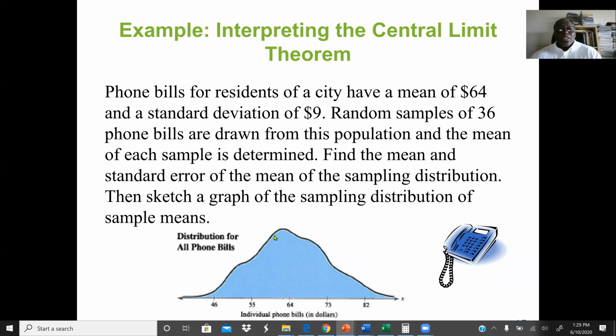So we have an example here. They say we have telephone bills for residents of a city, and they have a mean of 64 and a standard deviation of 9. So phone bills for residents of a city have a mean of 64 and a standard deviation of 9. A random sample of 36 phone bills is drawn from the population, and the mean of each sample is determined. Find the mean and the standard error of the mean of the sampling distribution. Then sketch the graph of the sampling distribution of the sample mean.